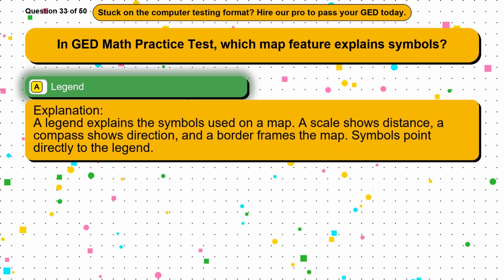A scale shows distance, a compass shows direction, and a border frames the map. Symbols point directly to the legend.